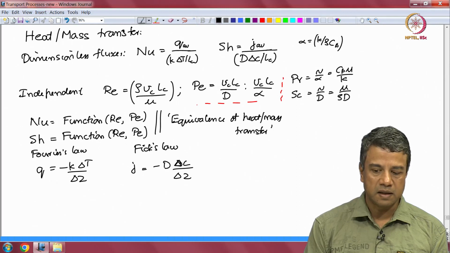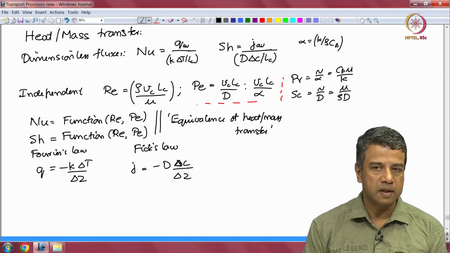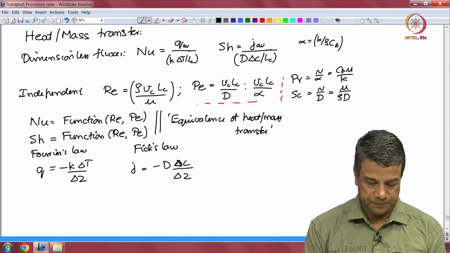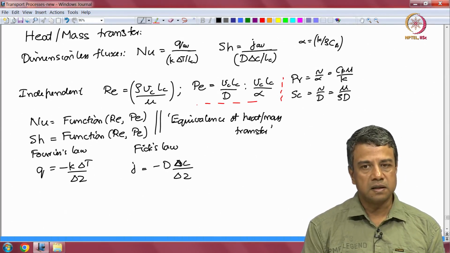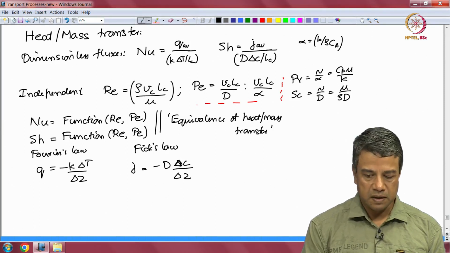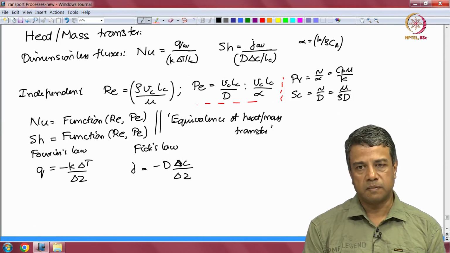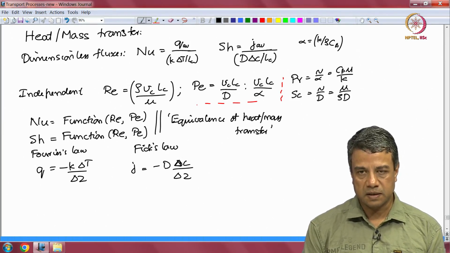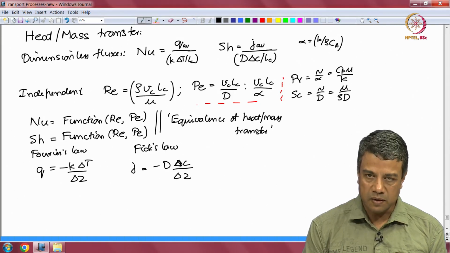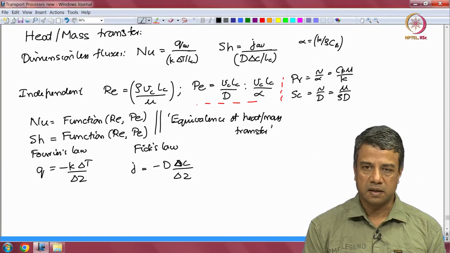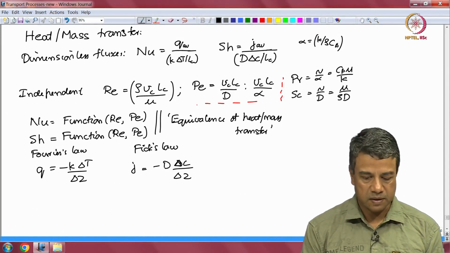It can be written either in terms of the Reynolds number and Peclet number, or in terms of the Reynolds number and Prandtl number. Traditionally, it is written in terms of the Reynolds number and Prandtl number for heat transfer, Reynolds number and Schmidt number for mass transfer. However, that I will show you a little later. It is more compact to write this in terms of the Reynolds number and the relevant Peclet numbers for these two transport processes.